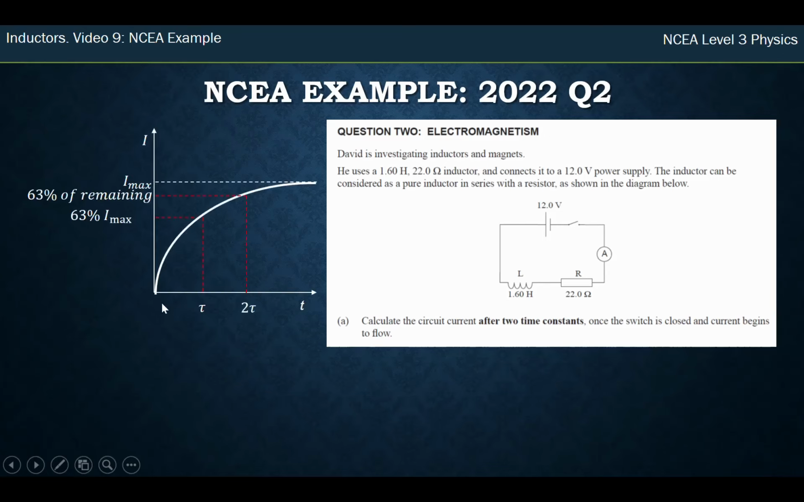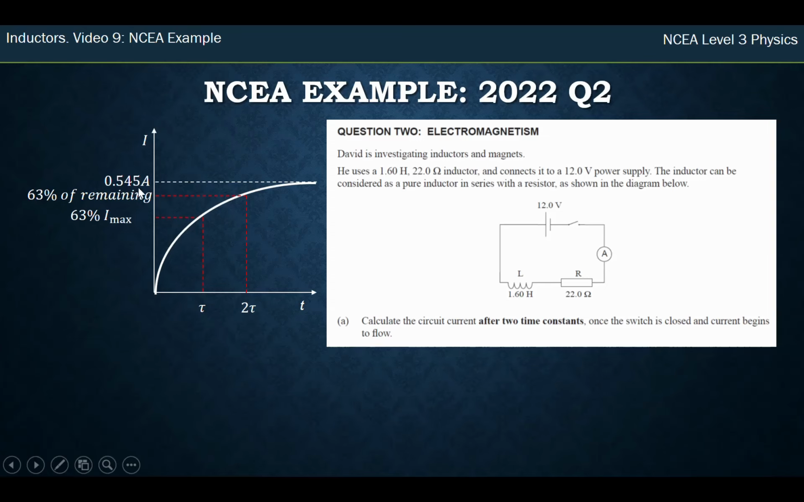So the first thing is we're going to get our graph right, and our graph grows until it reaches our steady state value. Remember, with the growing value, instead of the 37%, we're going to deal with the 63%. After two time constants, it's 63% of what's remaining. So let's start by working out Imax, because then we can work out 63% of that. Imax is just the steady state value, which is V equals IR. Rearrange it to I equals V over R. We've got our 12 and 22 ohms, and that's 0.545. I'm going to put that on the graph up here.